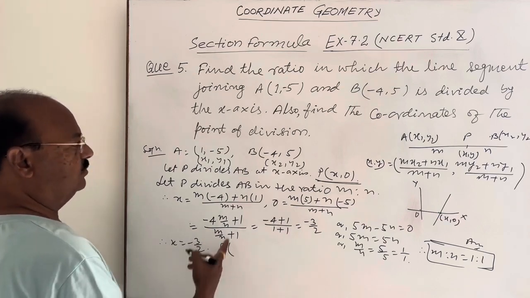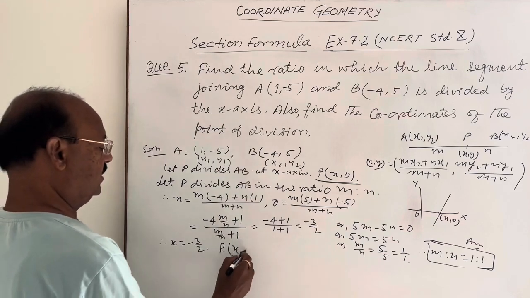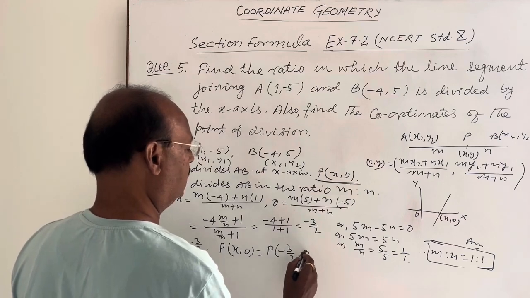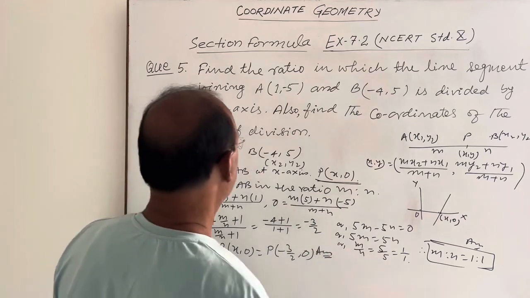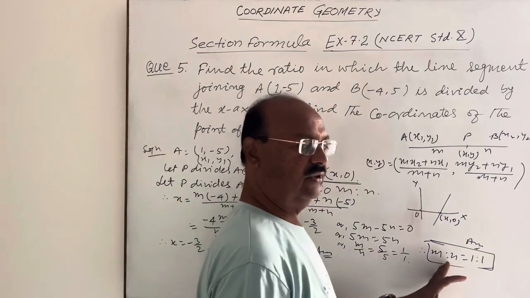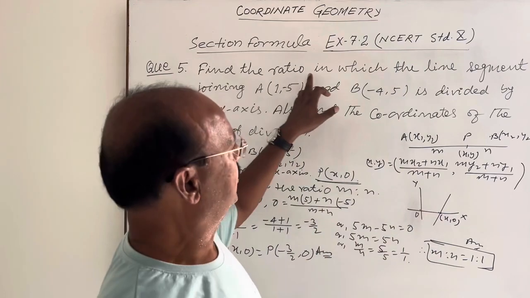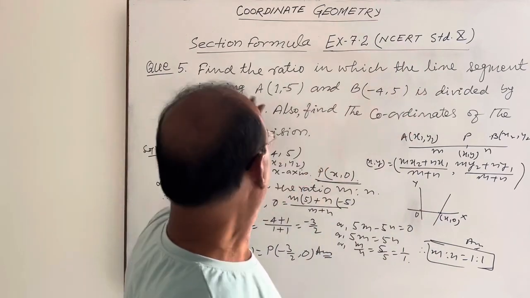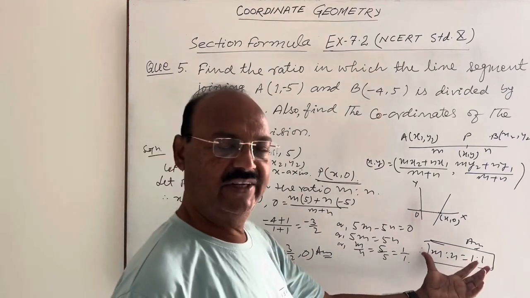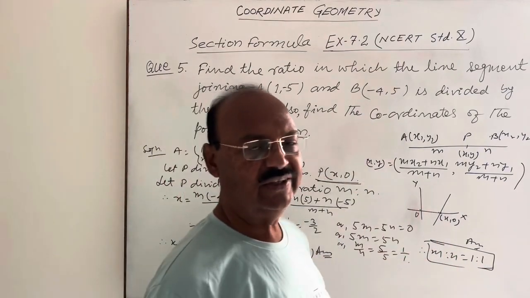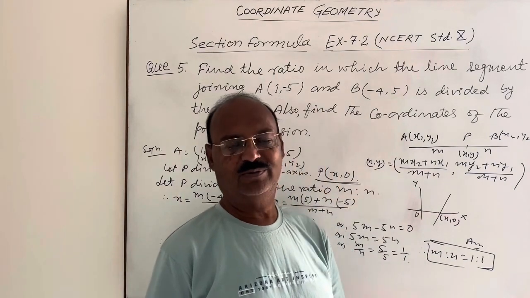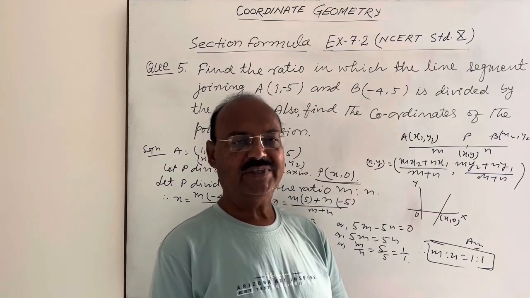And we need the coordinates of this point P of division, which is (x, 0). Now we are getting P equal to (-3/2, 0). This is the answer for the coordinates of the point of division, and the ratio is the answer for finding the ratio in which the line segment joining these two points is divided. Correct? So these are the answers. Very interesting, very simple, but the question is very important. So please take note of it, and I advise you to do some more practice of this type of question. So wish you all the best. Thank you very much.